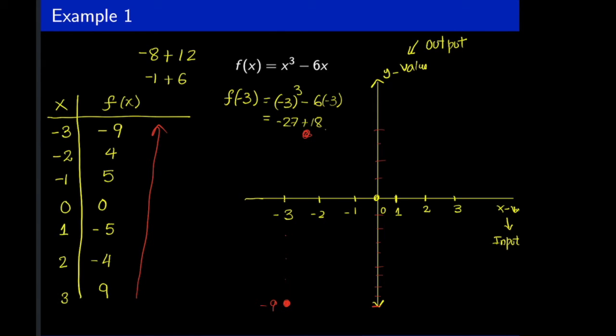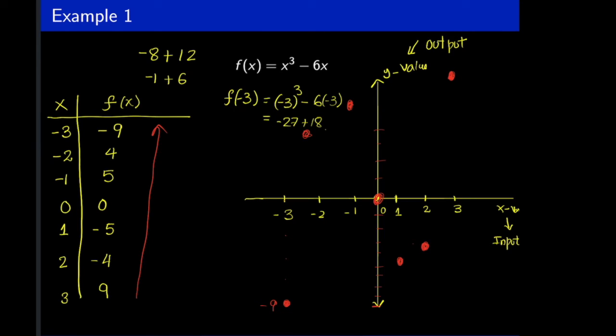And at -1, the value is 5. It's going to be 1 unit up, roughly somewhere here. At 0, the value is 0, so it's like a red circle here. At 1, the value is -5. 1, 2, 3, 4, 5. So it's roughly here. At 2, the value is -4, so 1 unit less than the previous one. And at 3, the value is basically 9, somewhere here roughly.